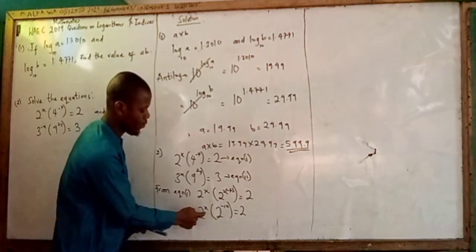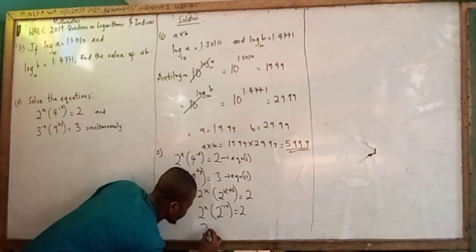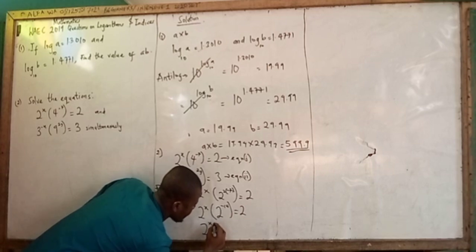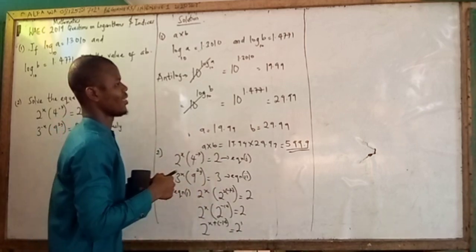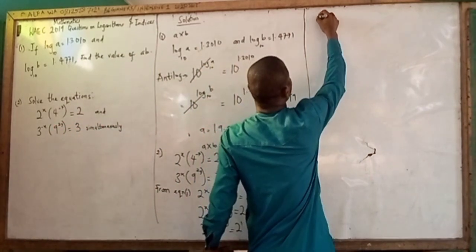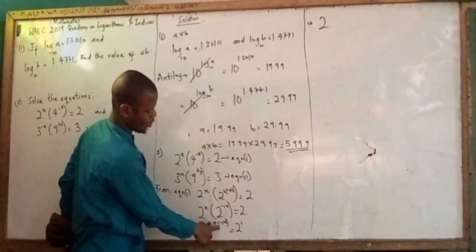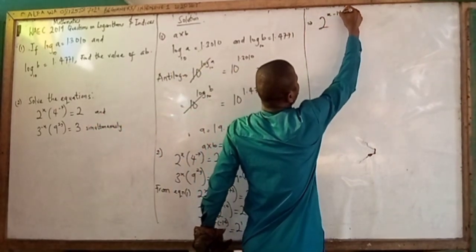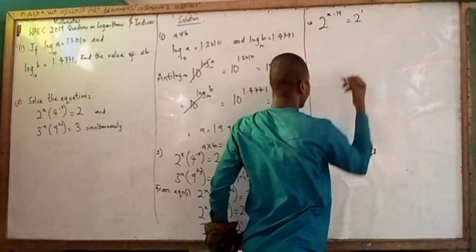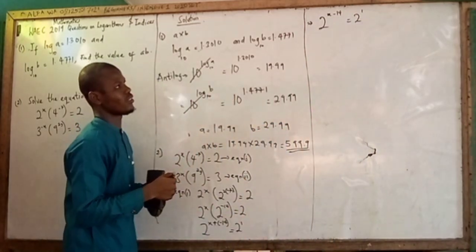Why? Because we have a multiplication sign between them. So we're going to have 3 raised to the power x plus, in the bracket, y, equals 3 to the power 1. So we now have 2 raised to the power x minus 3 equals 2 raised to the power 1, because 2 raised to the power 1 is always 2 as well.